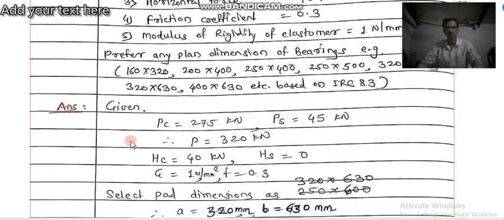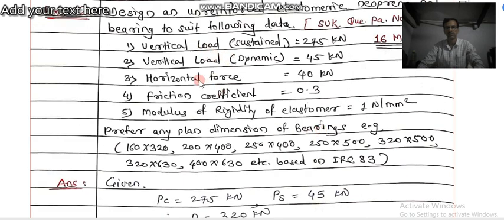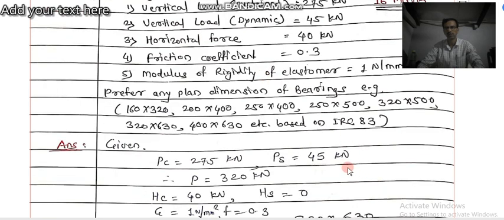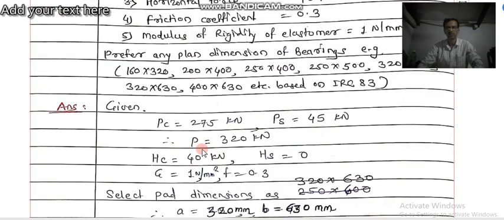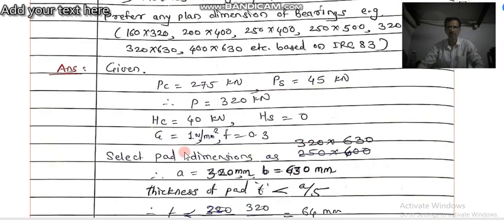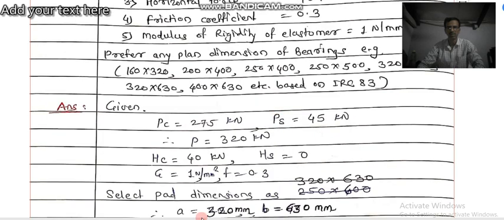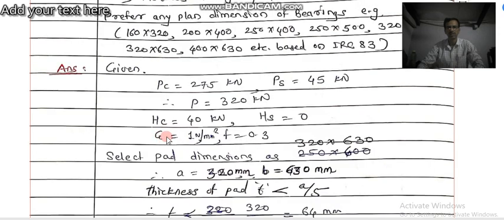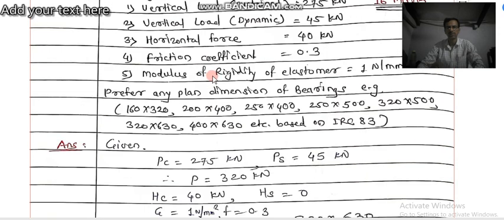sides. So given PC is 275 kilonewton, PS, that is vertical dynamic load, 45 kilonewton, and thus total load is 275 plus 45, that is 320 kilonewton. HC, sustained horizontal load, is given as 40 kilonewton. HS, dynamic horizontal load, is not given, that is equal to 0. Modulus of rigidity of elastomer is given as 1 Newton per mm square, and coefficient of friction as 0.3. So let us select the pad dimension from the given dimensions.